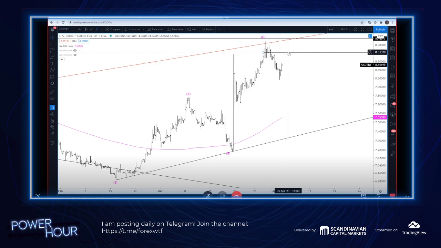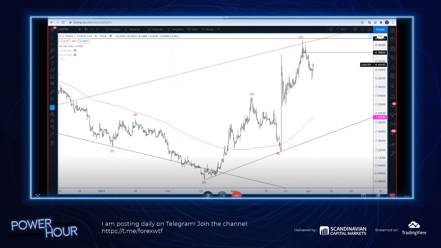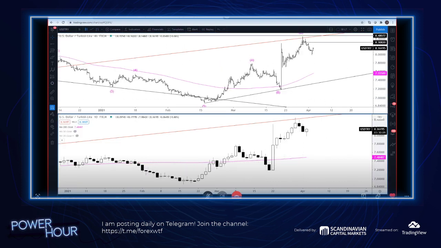So we're looking to sell that against this high. Now you can see this red line that cuts in here, okay? I want to show you where that comes from.